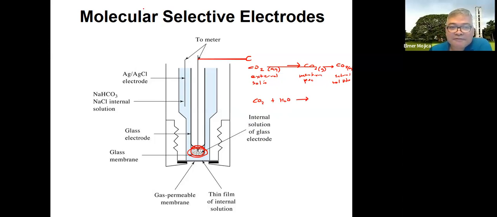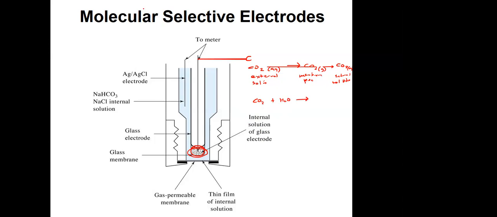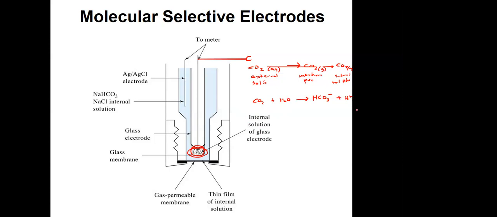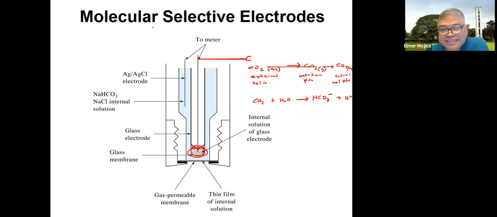What's the product? H2CO3, sir. H2CO3 minus and H plus. So what do you think will happen? There's a change in your pH. Isn't that why they say that tap water is always what? Acidic.